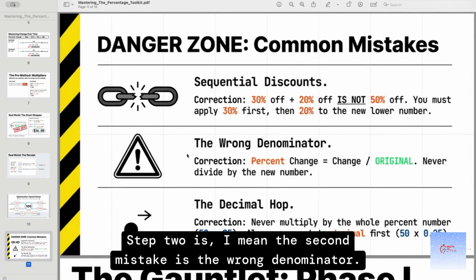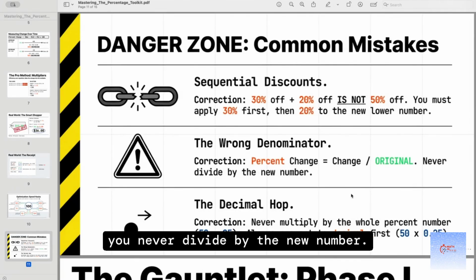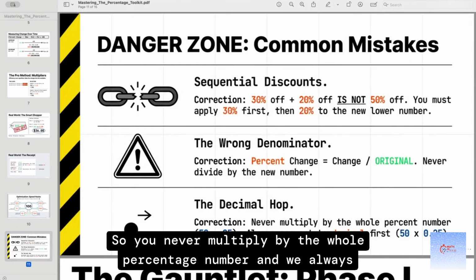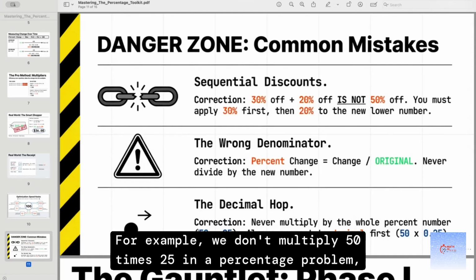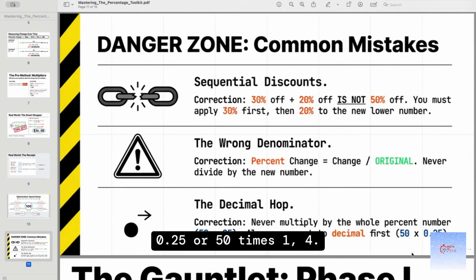The second mistake is the wrong denominator. The percentage change is the change divided by the original, and you never divide by the new number. Finally, the third mistake is the decimal hop. You never multiply by the whole percentage number, and we always convert it to the decimal first. For example, we don't multiply 50 times 25 in a percentage problem, but instead we would multiply 50 times 0.25 or 50 times 1/4.